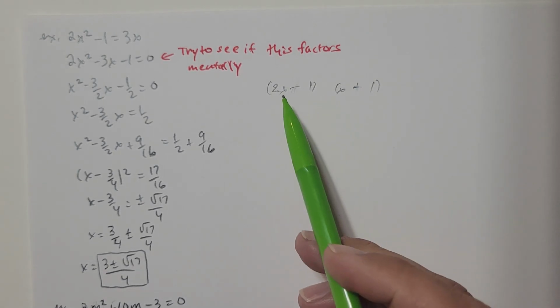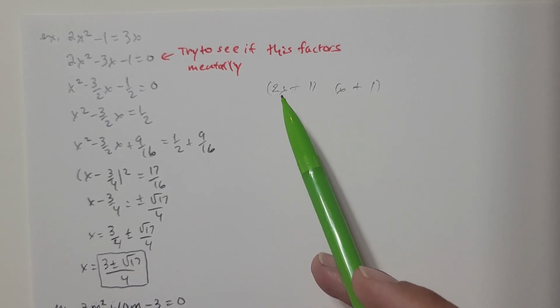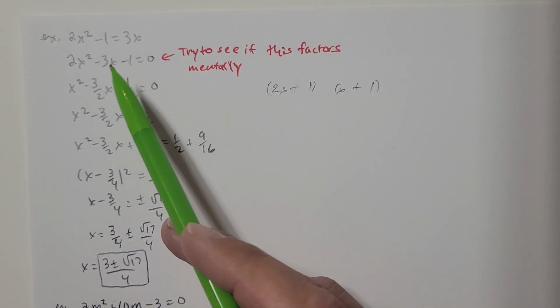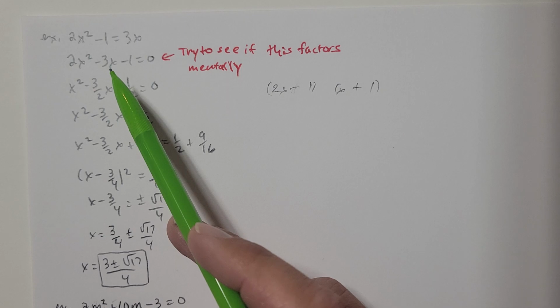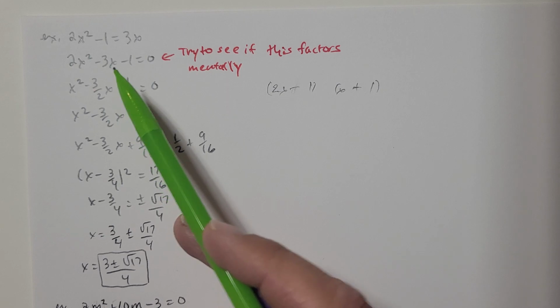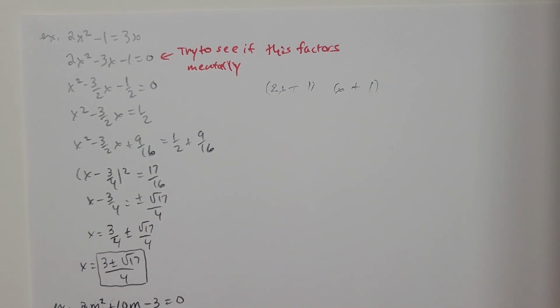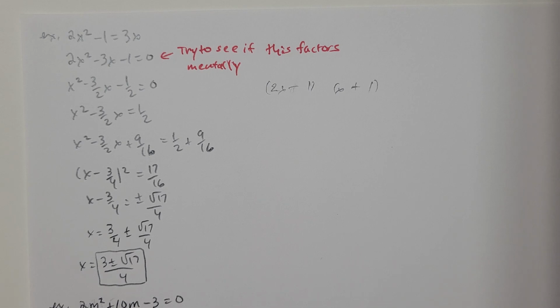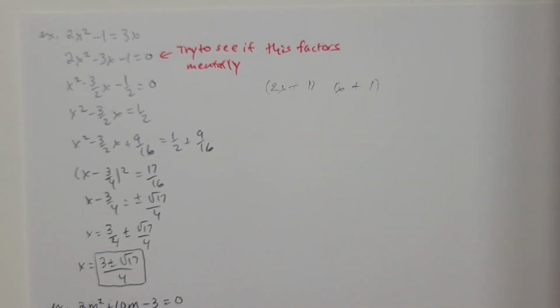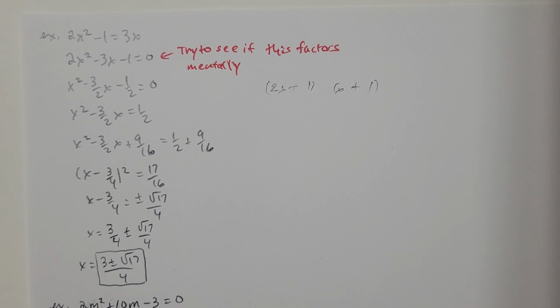Okay, 2x times x is 2x squared. 2x minus x is x. I need a negative 3x. I'm not getting that. So I'm not seeing how this is factoring, right? And I've tried out all the possibilities. Nothing is working. Which means at this point, the next best option would be to complete the square.